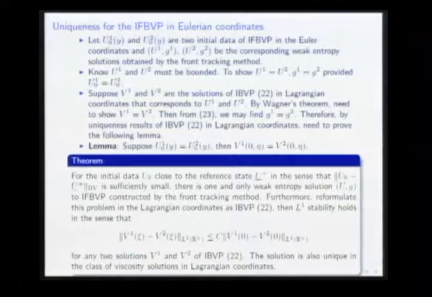So in sum, what we show is that for initial data U naught close to the reference state U bar in this sense, so that the total variation is small, there is one and only one weak entropy solution to the initial free boundary value problem constructed by the front tracking method. If you reformulate this problem in the Lagrange coordinate as an initial boundary value problem, we also have shown an L1 stability for that problem for any two solutions, V1 and V2, of the initial boundary value problem. Furthermore, this solution is unique in the class of viscosity solutions in the Lagrangian coordinates. Okay, that's it.